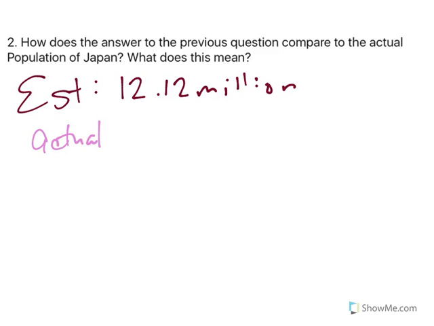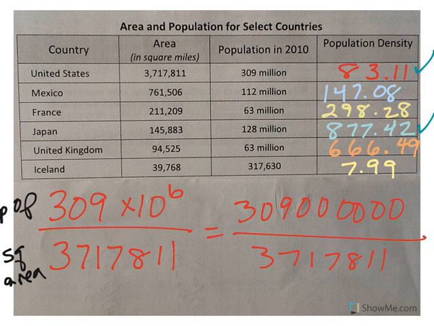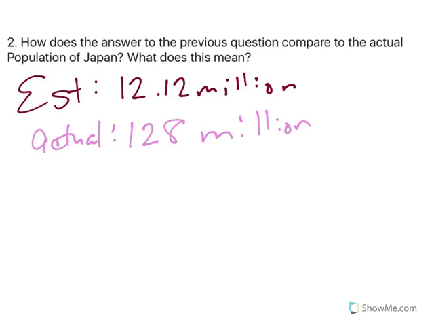But we know that the actual is 128 million. So how does that compare? Well, the actual is more than 10 times the expected. So Japan is more than 10 times denser, which we could have gotten from this. If you take the U.S. and you multiply it by 10, you get 831, which is still less than Japan, right? So it gives us that Japan is just more than 10 times as dense as the U.S. It's really kind of crazy.